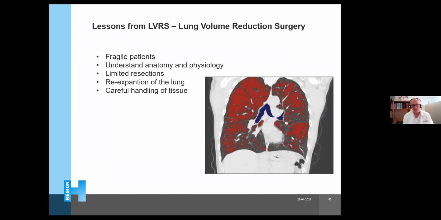And actually, we have also learned quite a few things from lung volume reduction surgery. We didn't do that many cases, but we have reintroduced our program for the last 3 years, and now we do like 40 to 50 cases annually. And it teaches you a lot about how to deal with fragile patients: understanding the anatomy and physiology of the emphysematous patients, doing limited resections, careful re-expansion of the lung, careful handling of the tissue.